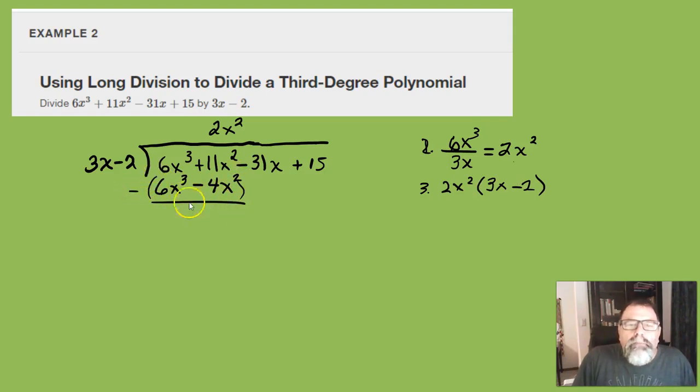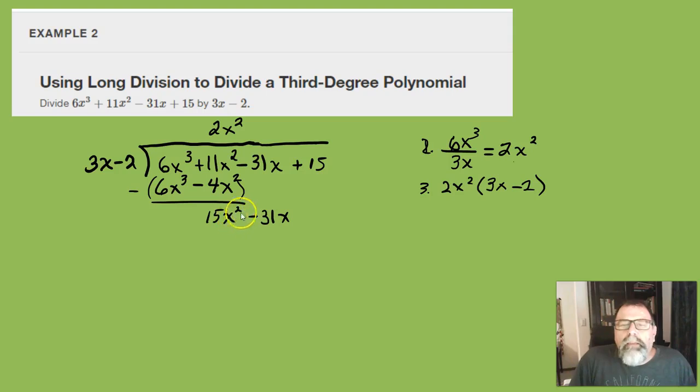Then we're going to subtract, so 6x cubed minus 6x cubed is 0. 11x squared minus a minus, so that becomes plus 4, would be 15x squared. Bring down your next term. This is a degree 2 polynomial now. The divisor's degree is 1, so we've got to do another loop. We've got to go all the way to the end of this. So this is going to take 3 loops.